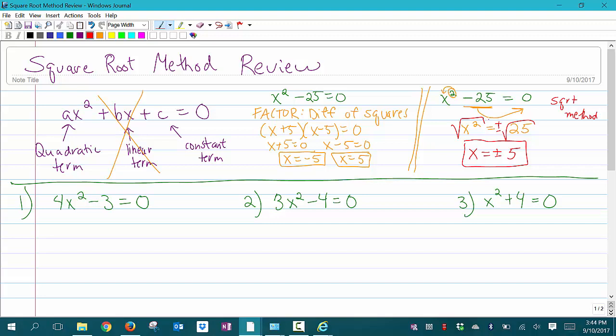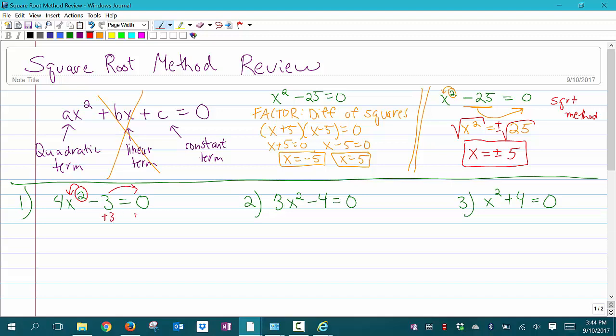Typically, we use this method when we do not have an option of factoring. So typically, we use this method when we do not have a difference of squares. So in order to solve 4x squared minus 3 equals 0, I have no linear term, so I am allowed to use the square root method. The first thing I'm going to do is identify that the squaring is applying only to the x, not the 4, and also not the 3. So I'm going to add or subtract first.